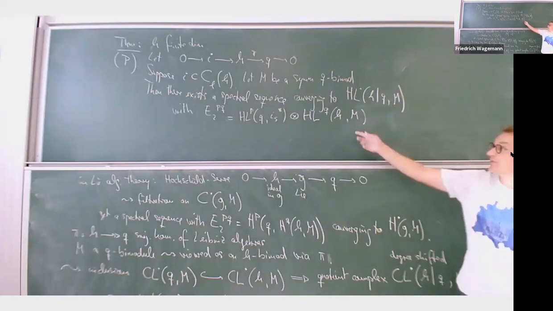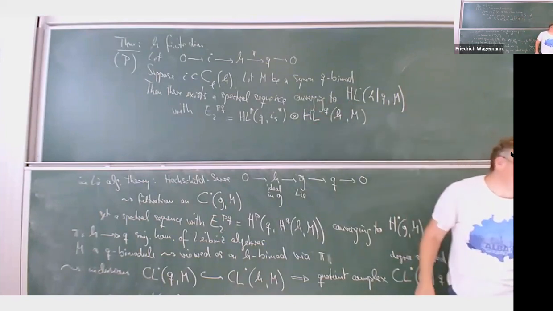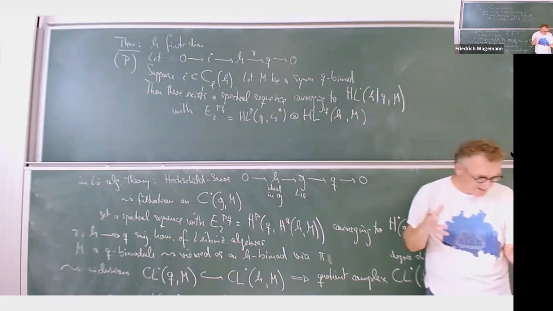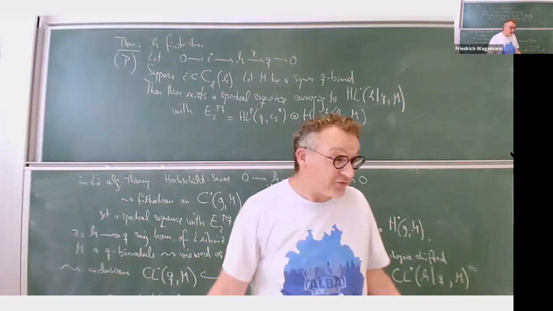The cohomology of the whole thing is coming in the E2 term. So it's a very tricky, very weird setting, but this is the best we have.